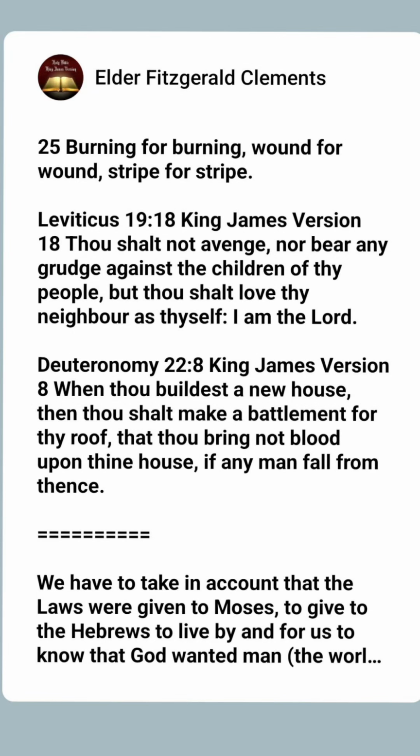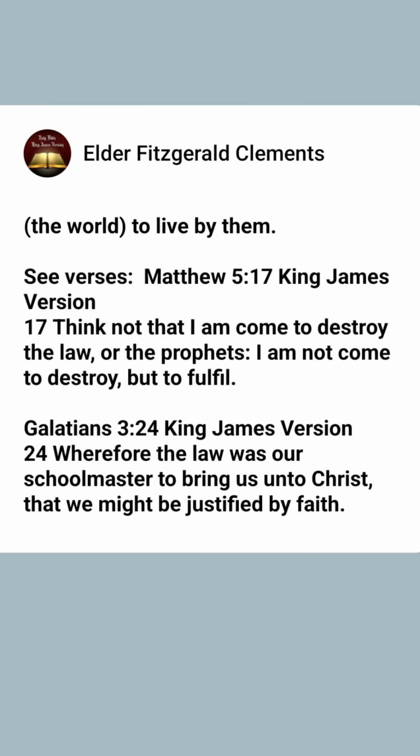And this is just some of the laws that God gave unto Moses to give to the people. We have to take into account that the laws were given to Moses to give to the Hebrews to live by, and for us to know that God wanted man, including the world, to live by them. Let's look at the book of Matthew, 5th chapter, 17th verse. Jesus said, think not that I come to destroy the law or the prophets. I have not come to destroy, but to fulfill.